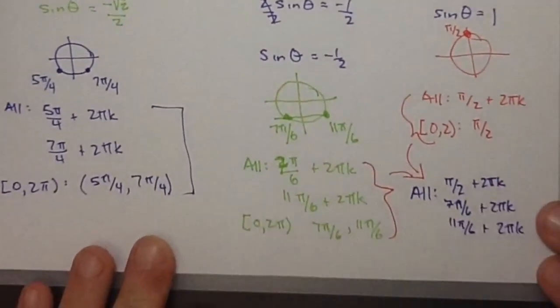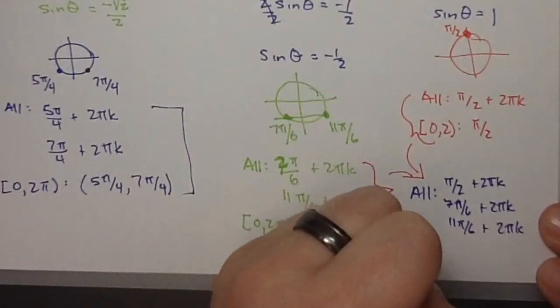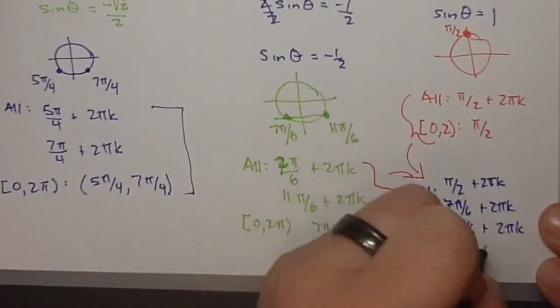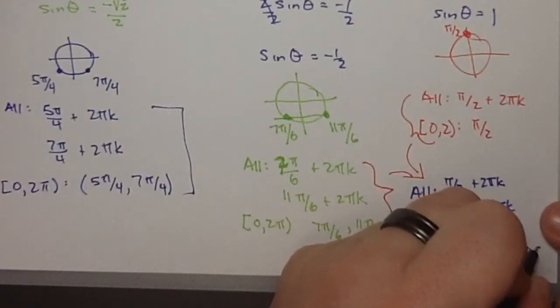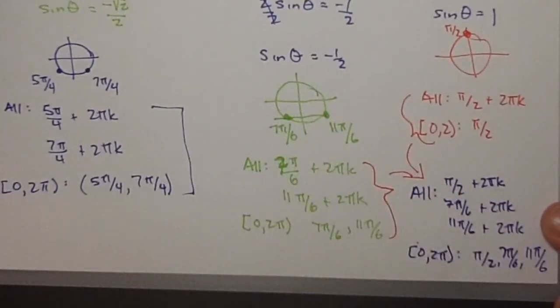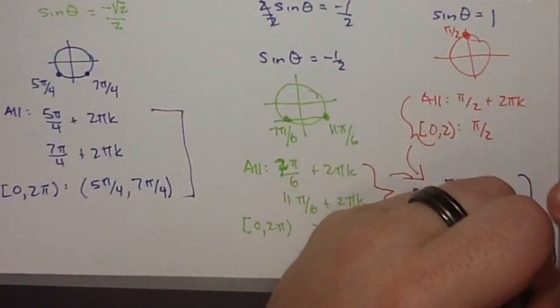And then on our particular solution from 0 to 2 pi, we have pi over 2, 7 pi over 6, and 11 pi over 6. And this is our final solution to 13E.